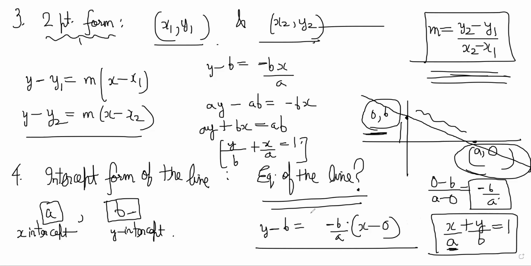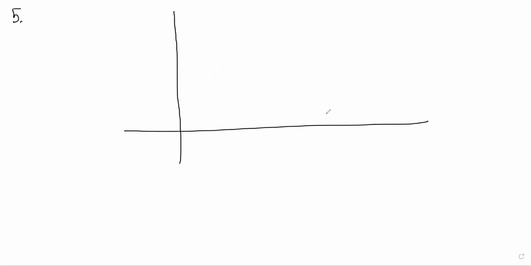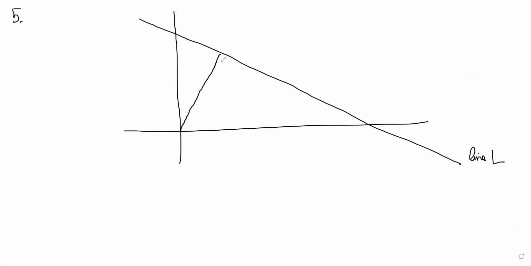Now, suppose you are given this situation. You are given a random line, line L, and somebody told you what is the length of the perpendicular from the origin to the line. That length is p and this angle is alpha. They have not given you any other information. They have just given you, from the origin, the length of the perpendicular to the line is p and the angle that it makes with the x-axis is alpha. You have to find the equation of the line.